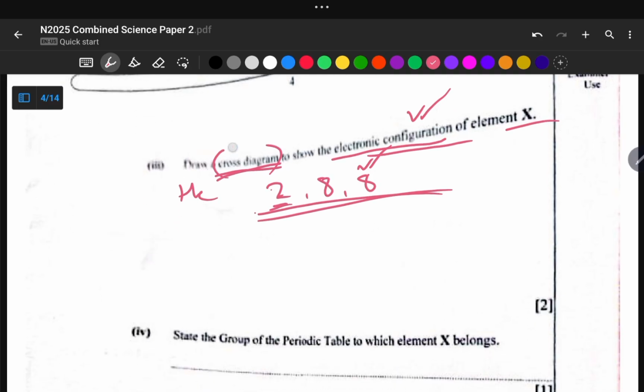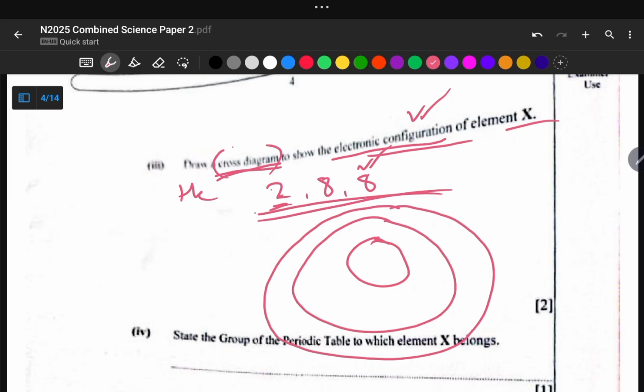So here we are required to give it as a cross diagram. So we are simply going to write it in this form to show the shells, right? Don't mind my drawing. Alright, so the first shell is filled with 2 electrons. Here are the 2 electrons. The next one with 2 electrons, 2 electrons, 2 electrons, 2 electrons. And then the next one with 2 electrons, 2 electrons here, 2 electrons here, 2 here, 2 here.